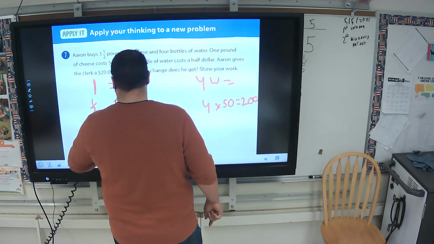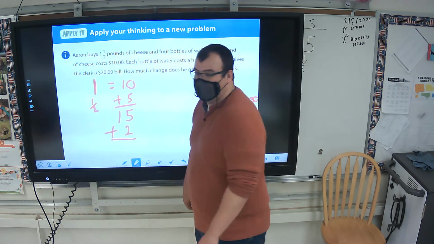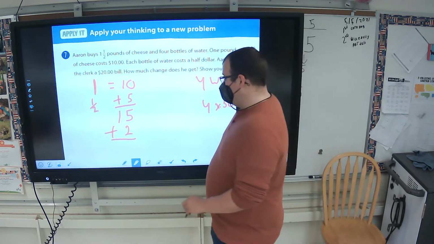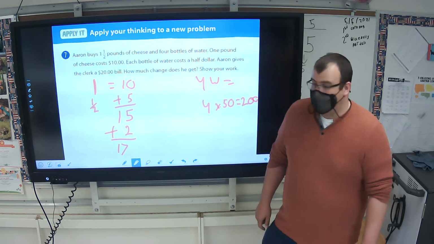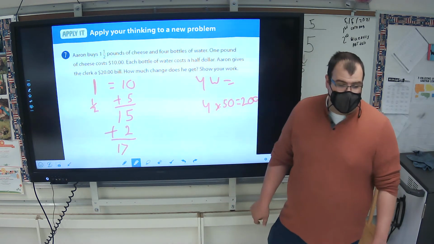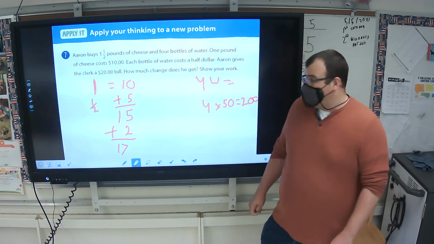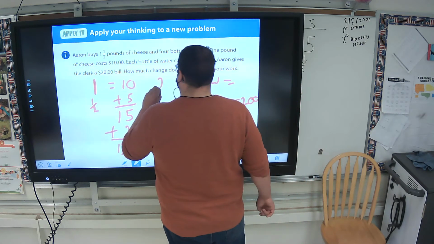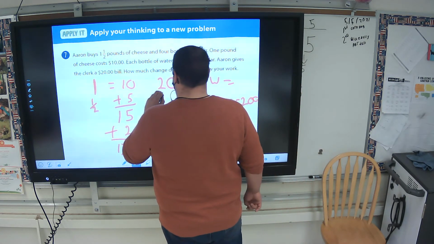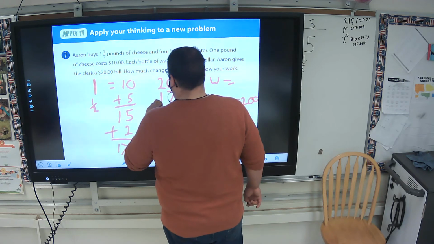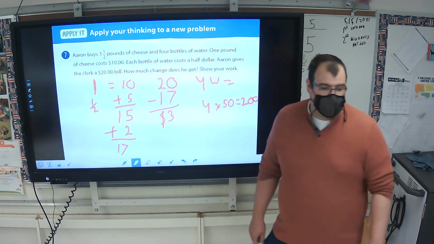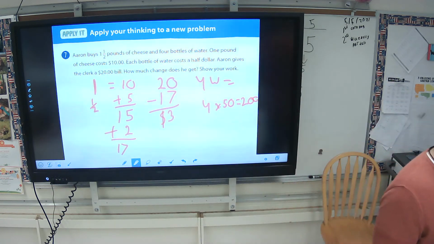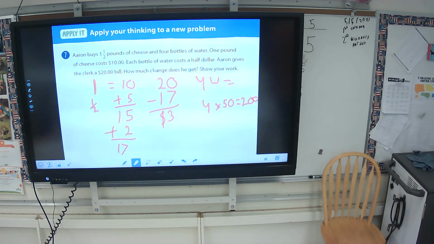So then 15 is in dollars, so you add 15 plus 2, which is 17. So how much money did he spend? $17. But that's not what they're asking, is it? What are they asking for? The change. So he pays with a $20 bill. You subtract how much he spent, 20 minus 17 is 3. $3 is what he gets back. Do you see how we did it? Any questions?